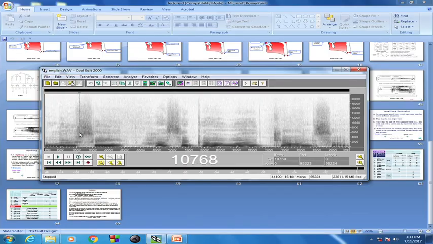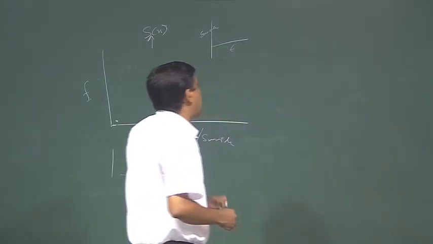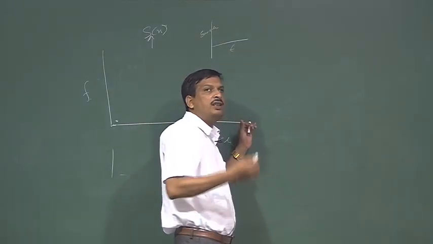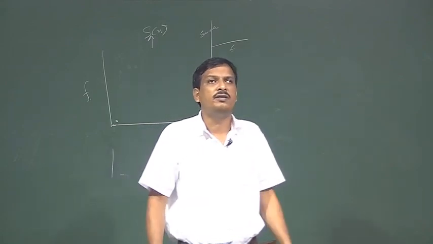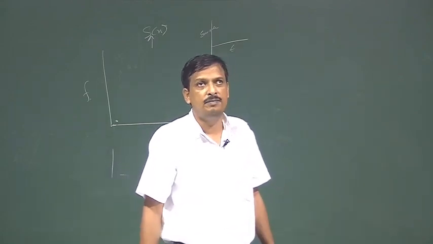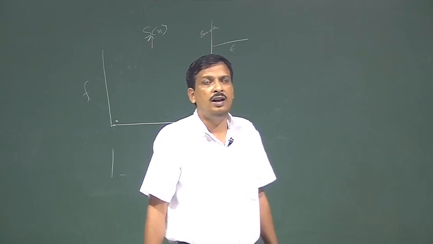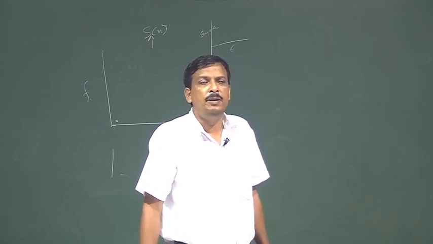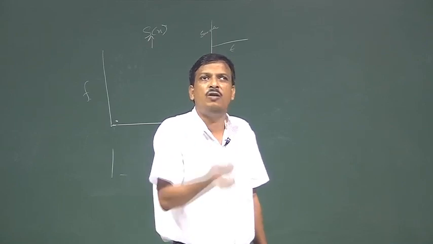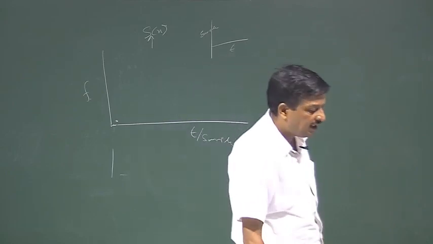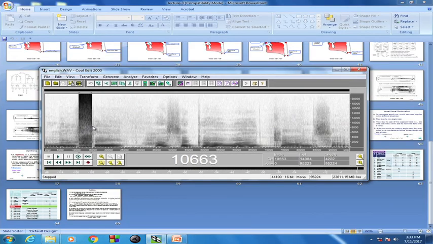So, what kind of manner of articulation generates this kind of random noise? Fricative, or aspiration. If it is a fricative, that means friction noise will be there. So, I can easily say this is nothing but a fricative.